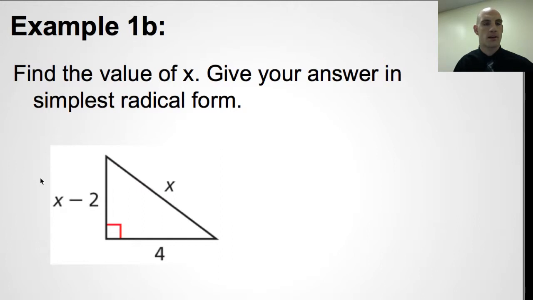Once again, I want to label my sides, so I'll make this side a and b, c, making sure that the hypotenuse is always c. I'll just plug it into my formula now. a squared plus b squared equals c squared. That's going to be x minus 2 squared, so I'll have to do a little bit of foiling, plus 4 squared equals x squared.